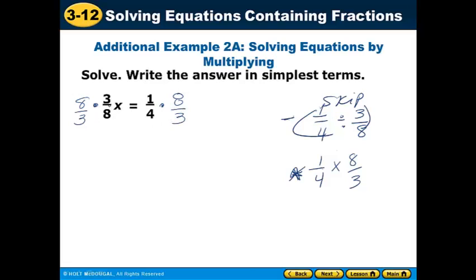Okay, because we really want to cancel out the 3/8 here, so if we multiply by its reciprocal, it will turn to 1. So the 3's cancel, the 8's cancel, we're left with x is equal to 1/4 times 8/3, and then we go ahead and solve this. Now 4 cancels, and 8 turns into 2, and we get x is 2/3.